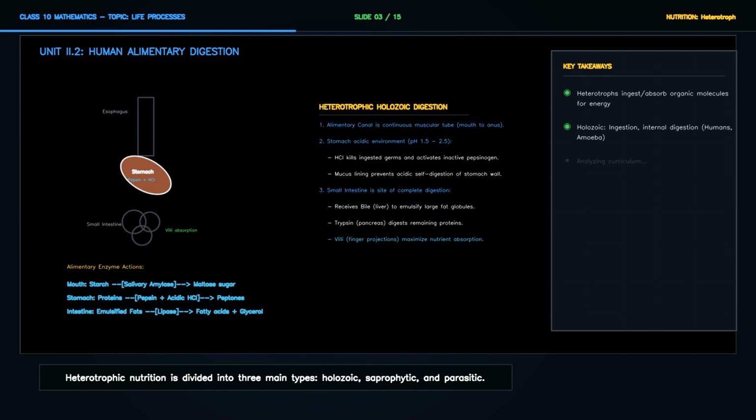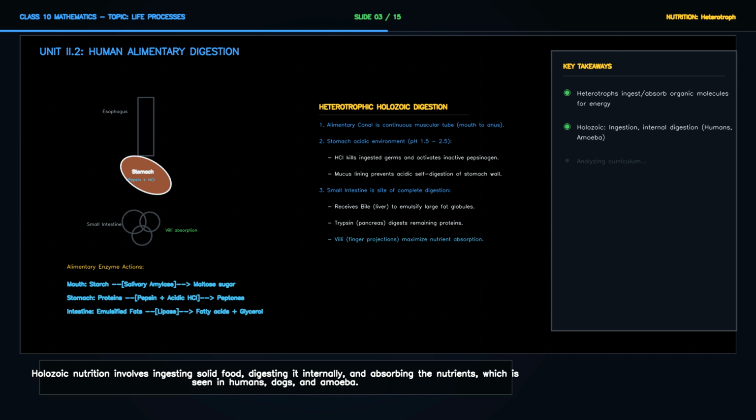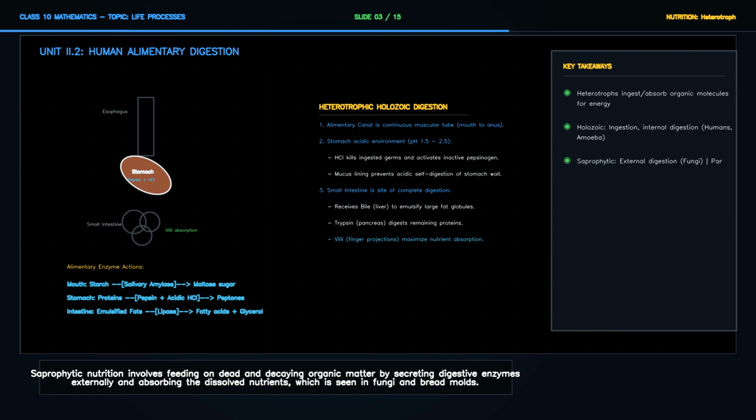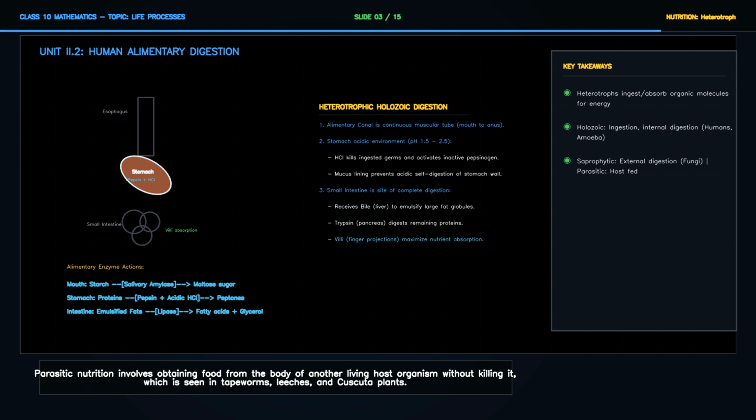Holozoic nutrition involves ingesting solid food, digesting it internally, and absorbing the nutrients, which is seen in humans, dogs, and amoeba. Saprophytic nutrition involves feeding on dead and decaying organic matter by secreting digestive enzymes externally and absorbing the dissolved nutrients, which is seen in fungi and bread molds. Parasitic nutrition involves obtaining food from the body of another living host organism without killing it, which is seen in tapeworms, leeches, and cuscuta plants.